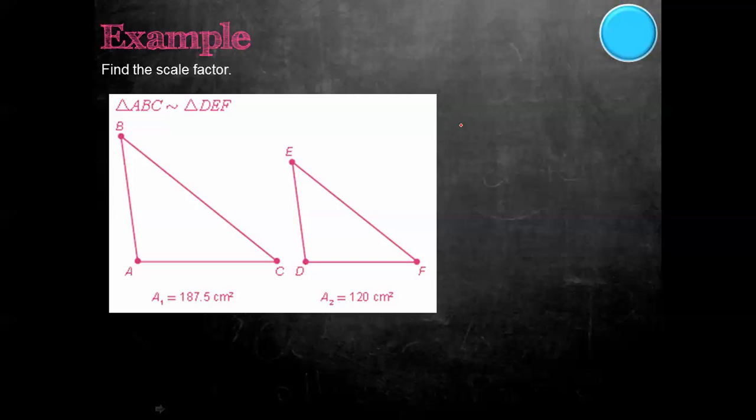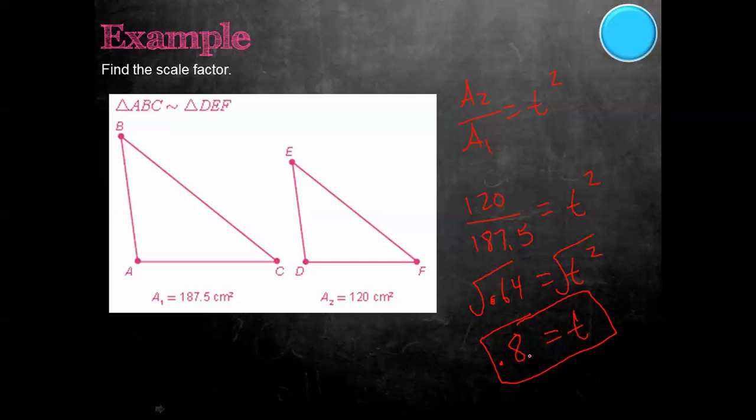Here, I want to find the scale factor, all right? So A2 over A1 equals t squared. So they give us our A2 and our A1. So we're going to take 120, divide that by 187.5, and that's going to give us t squared. So let's take 120, divide it by 187.5, and that gives us 0.64. That equals t squared. Square root both sides. So we want to take the square root of 0.64, which is going to be 0.8. So our scale factor is 0.8.